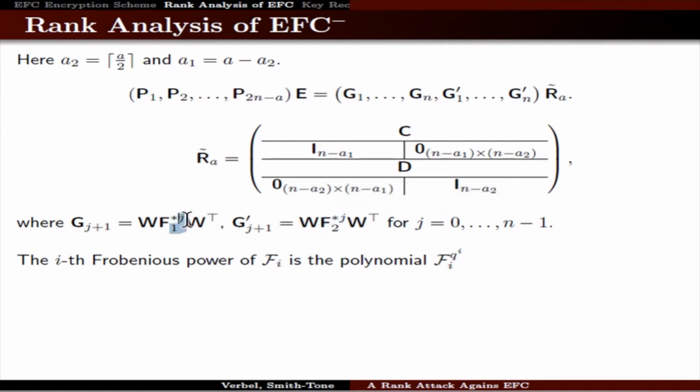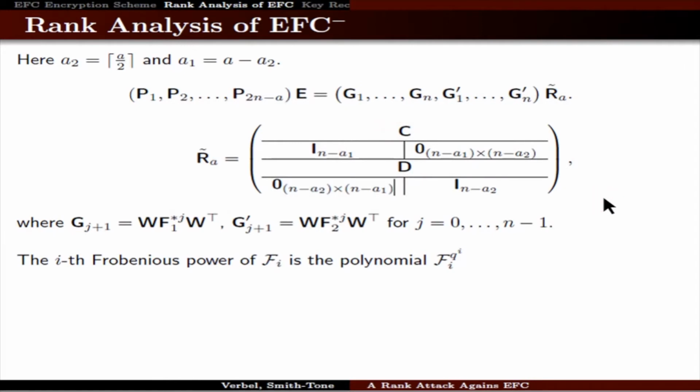In this, J over here just means that it is not simply the polynomials F1 and F2, but the matrix representing the jth Frobenius power of the central map. So you have this equation over here with high probability. You have a matrix like this, where the I n minus a1 is the identity matrix of this size, and this one as well. This 0 represents a matrix of zeros of this size, and C and D represent matrices over the big field.